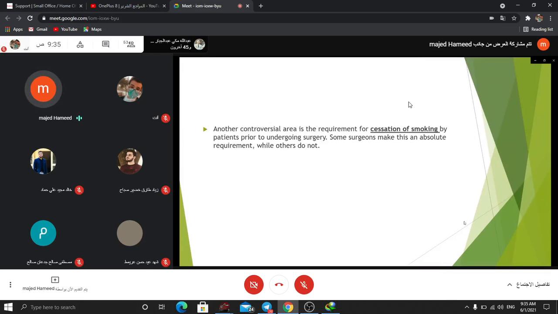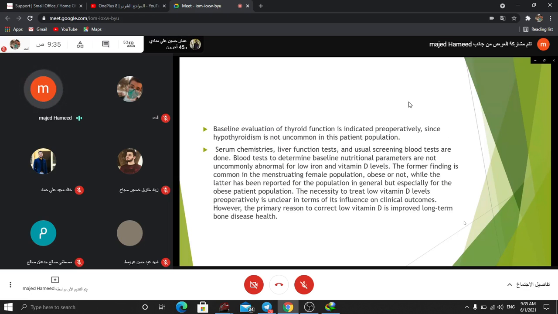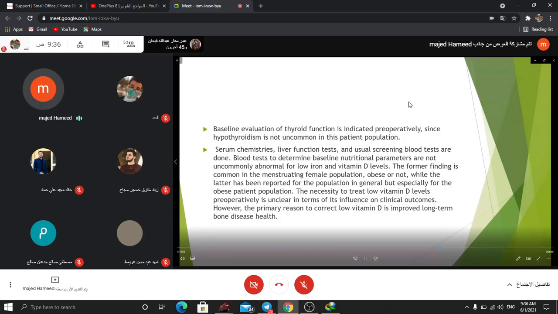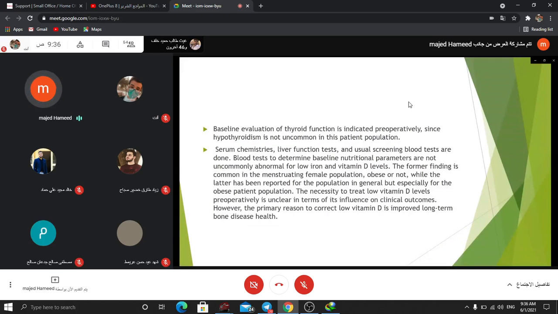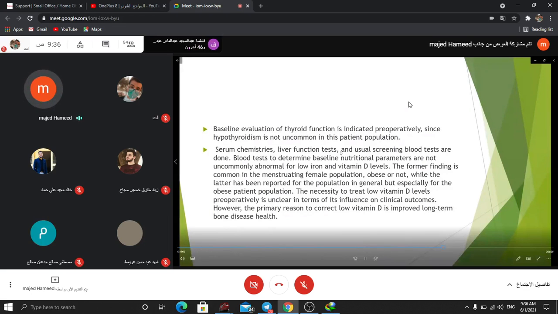Another controversial area is the requirement for cessation of smoking by patients prior to undergoing surgery. Some surgeons make this an absolute requirement, while others do not. Baseline evaluation of thyroid function is indicated pre-operatively. Serum chemistries, liver function tests, and usual screening blood tests are done. Blood tests to determine baseline nutritional parameters are not uncommonly abnormal for low iron and vitamin D levels.